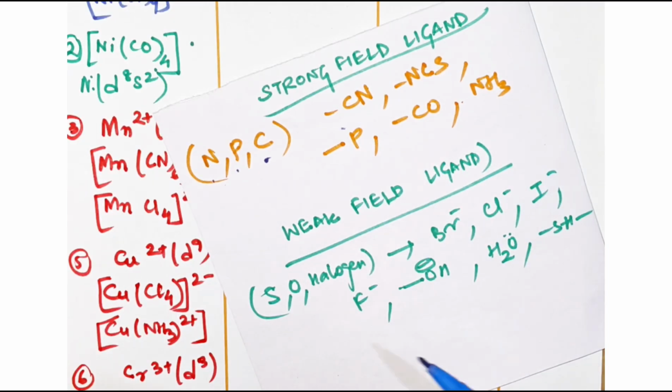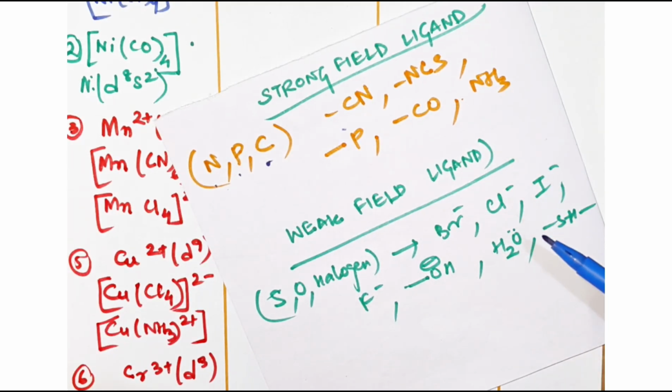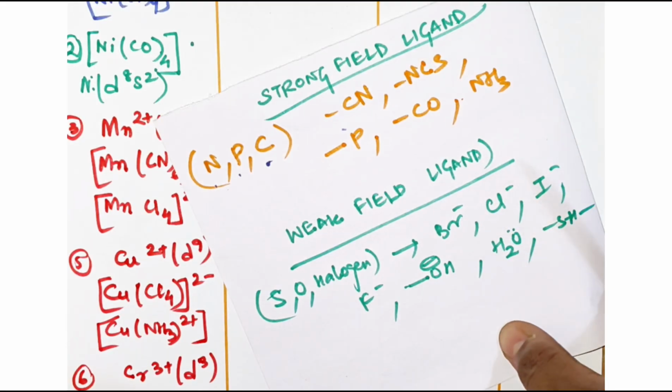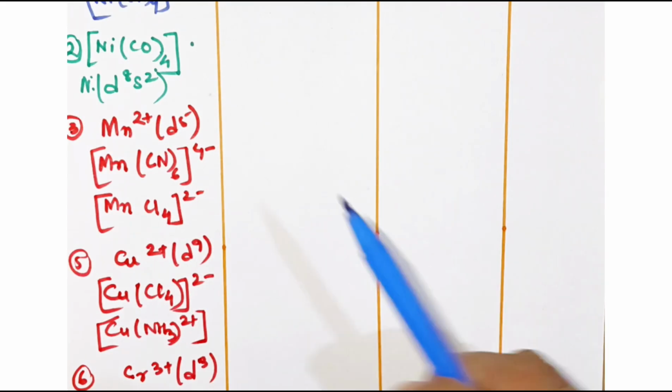Whereas weak field ligands have sulfur, oxygen, and halogen as donor atoms. Ammonia and water are exceptions: they sometimes act as strong field ligands and sometimes as weak field ligands, depending on some characteristics that we'll discuss in another class. So by following these characteristics, we are going to start with the complexes.